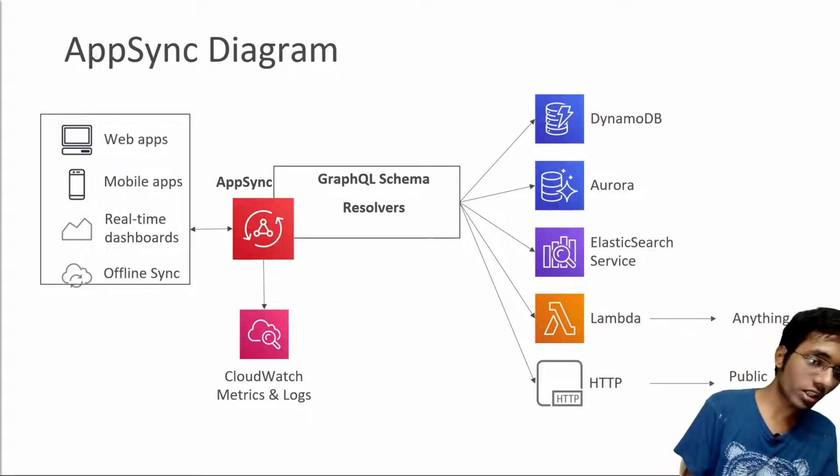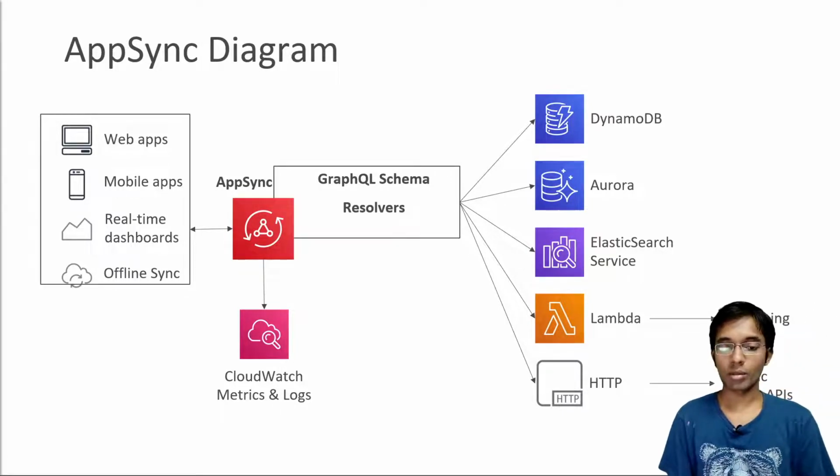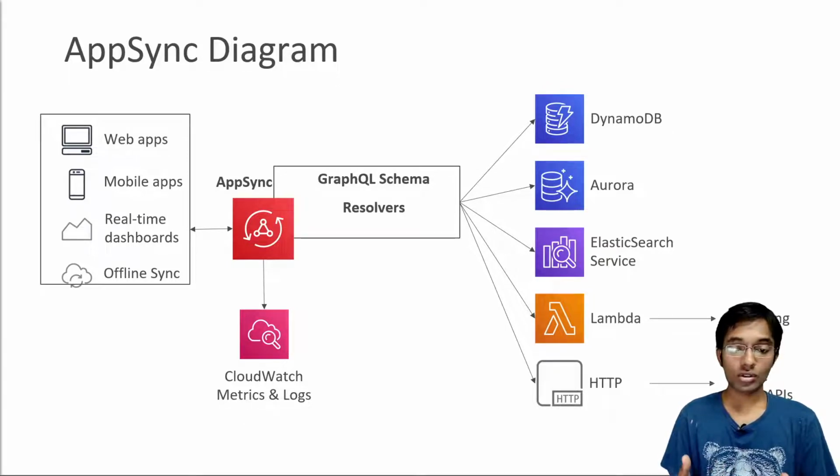And this is a public HTTP API at the bottom. Any kind of source you want, or HTTP would lead to public HTTP APIs. Finally, of course, you monitor AppSync with CloudWatch metrics and logs.